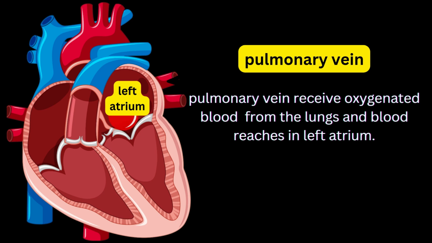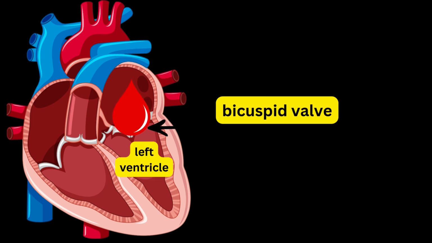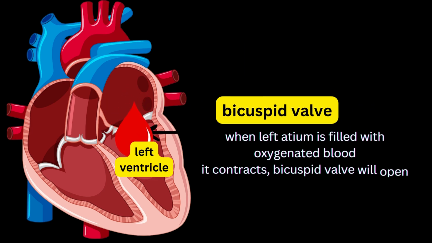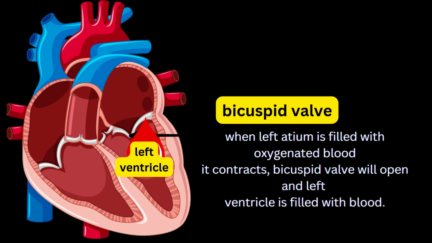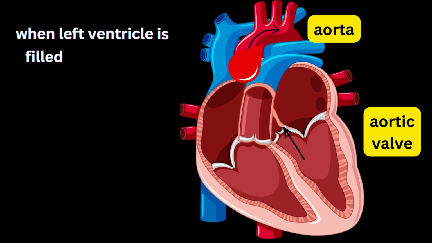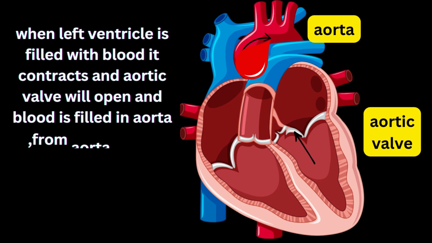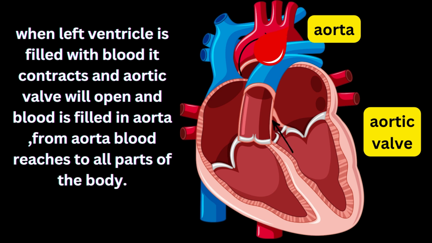The left atrium receives oxygenated blood from the pulmonary vein. When the left atrium is filled with blood it contracts and the bicuspid valve is now open, and blood flows from the left atrium into the left ventricle. Now the bicuspid valve is closed. The left ventricle pumps oxygenated blood into the aorta when the aortic valve opens. From the aorta oxygenated blood is pumped to all parts of the body.